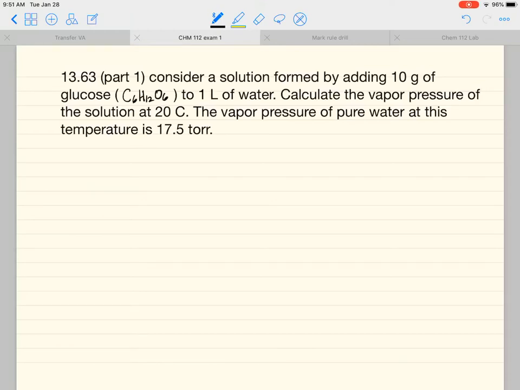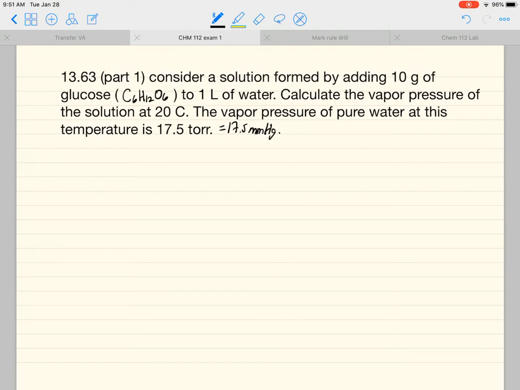This is the first part of problem 1363. We're supposed to consider a solution formed by adding 10 grams of glucose to 1 liter of water, and we're asked to calculate the vapor pressure of this solution at 20 degrees Celsius. We're given the vapor pressure of pure water at this temperature, which is 17.5 torr, which is the same thing as 17.5 millimeters of mercury, just in case you're unfamiliar with those pressure units.